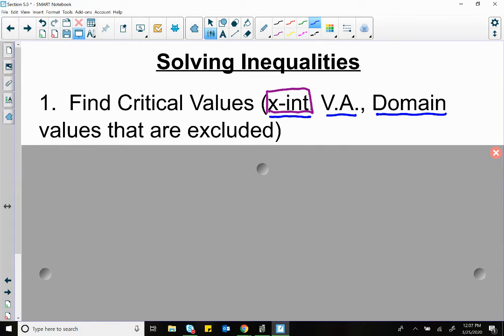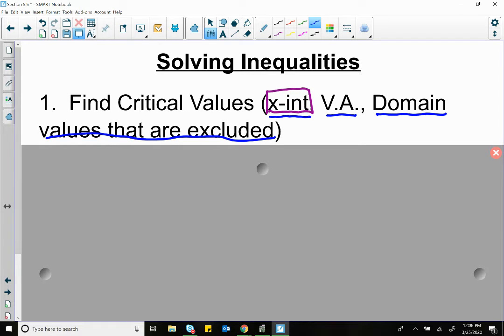So when it comes to the rationals, we want to know all this information: the vertical asymptotes, the x-intercepts, the domain values that are excluded. Remember, hopefully the vertical asymptotes and the domains match up. If they don't match, then that means you have a hole. But I'll give you a hint. They should match up in here, so we shouldn't have to worry about any holes.